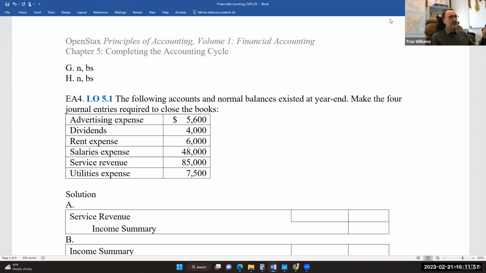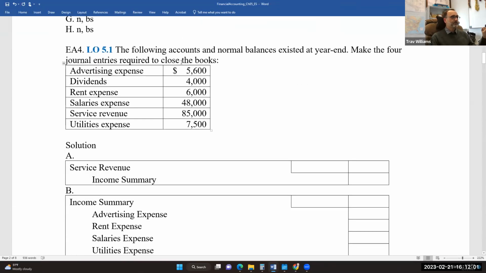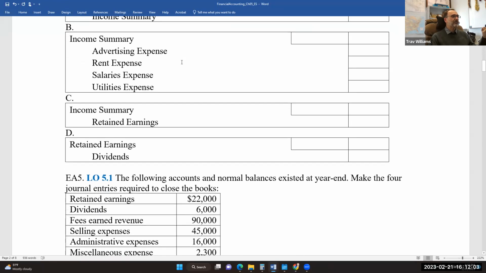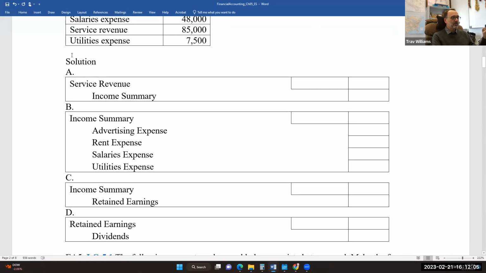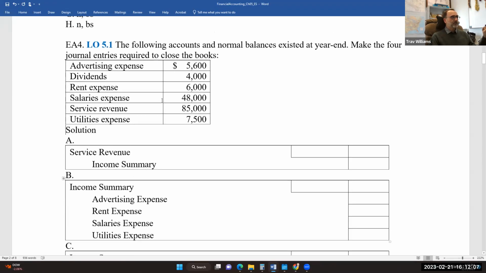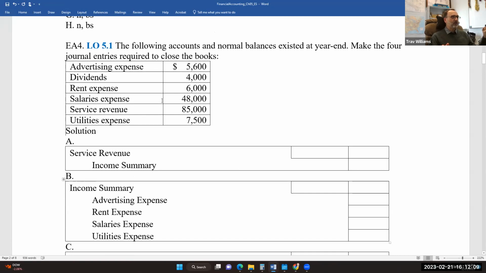Moving on to number 4. Okay, here is that 4-step closing process I told you about. So this is not too hard. We're going to practice it multiple times, but the first time I'm going to go through it a little bit slowly and explain exactly what we're doing.